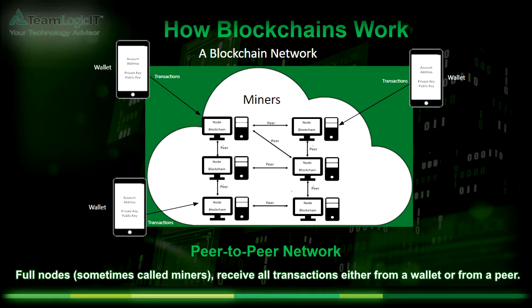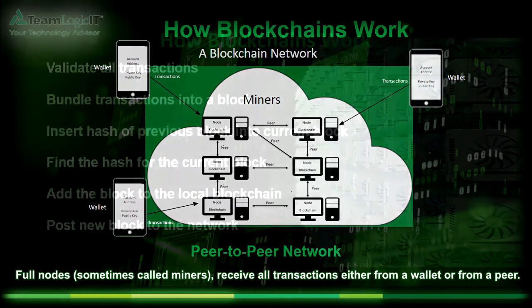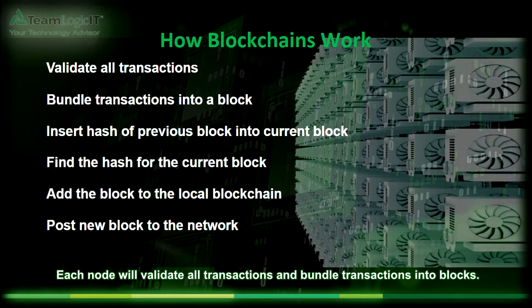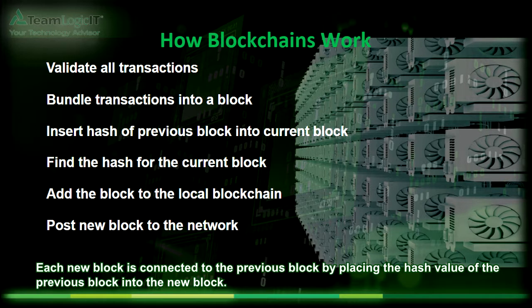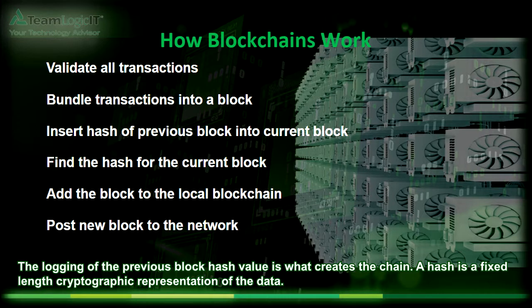Full nodes, sometimes called miners, receive all transactions either from a wallet or from a peer. Each node will validate all transactions and bundle transactions into blocks. Each new block is connected to the previous block by placing the hash value of the previous block into the new block. The logging of the previous block hash value is what creates the chain. A hash is a fixed-length cryptographic representation of the data.